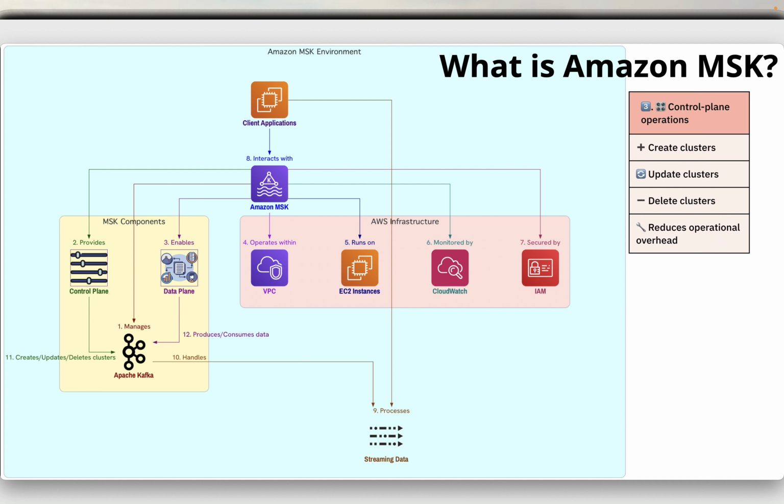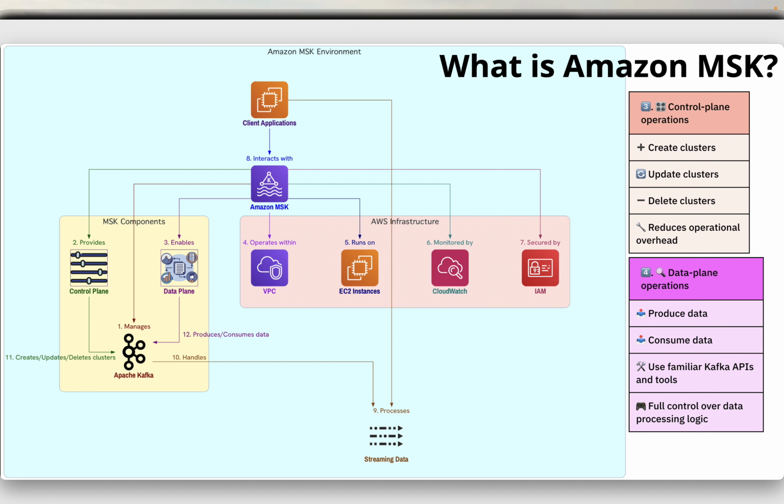Amazon MSK manages all the control plane operations for you. This includes creating new Kafka clusters, updating existing ones, and deleting clusters when they are no longer needed. This automation significantly reduces the operational overhead for users.